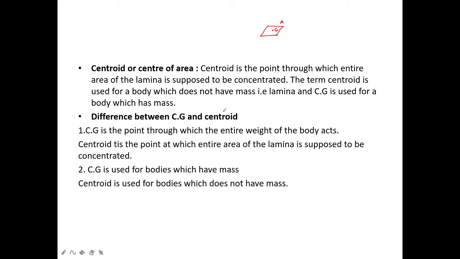Now the difference between CG and centroid. Number one, the CG is the point through which the entire weight of the body acts, and centroid is the point at which the entire area of the lamina is supposed to be concentrated. Second point, CG is used for bodies which have mass, and centroid is used for bodies which don't have mass.